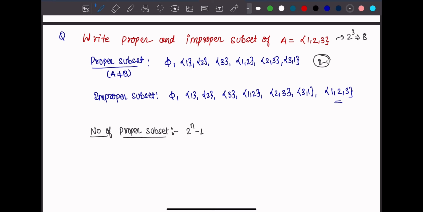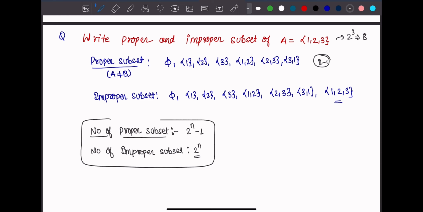Number of proper subsets is 2 power n minus 1, and the number of improper subsets we are getting is 2 power n only. Number of proper subsets is 2 power n minus 1, and the number of improper subsets is 2 power n. Remember these formulas also. Number of subsets is 2 power n.